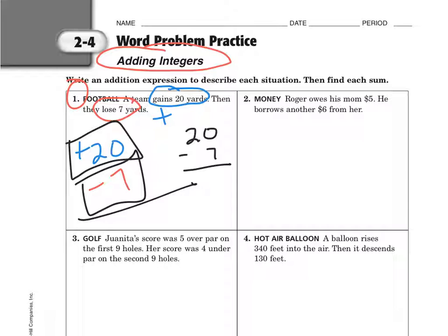Okay. Number 2, you should be able to do on your own. Let's look at number 4. Number 4, a balloon rises 340 feet. Circle rises. Is that a positive or negative word? Positive. I'm going up. It's positive 340.